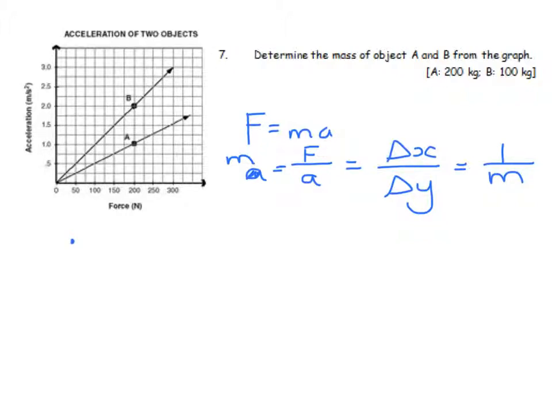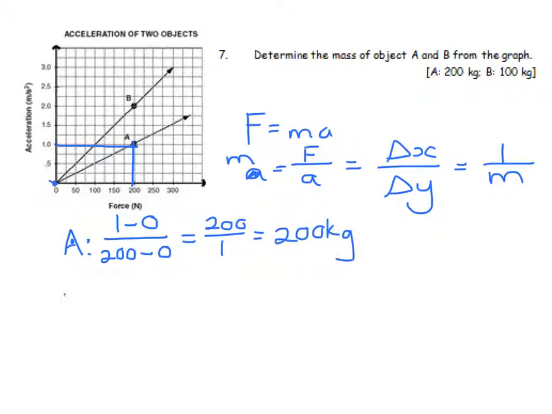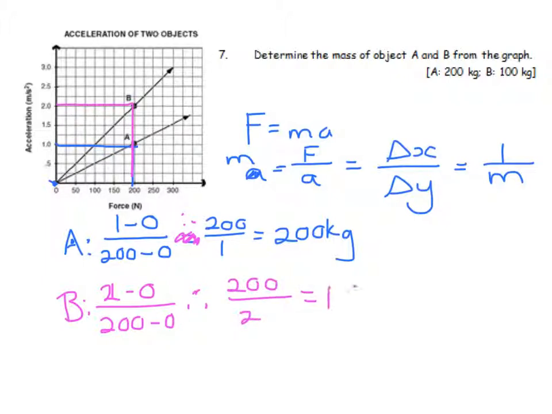First let's take point A. From point A we say change in y, 1, and I'm going to take the point 0 as well. So it's change in y, 1 minus 0, over change in x, 200 minus 0, and I land up getting 1 over 200, which when I flip becomes 200 divided by 1, which is 200 kilograms. For point B, I'm going to take 2 minus 0 over 200 minus 0 as the gradient. Therefore, flipping it, I get 200 divided by 2, which is equal to 100 kilograms.